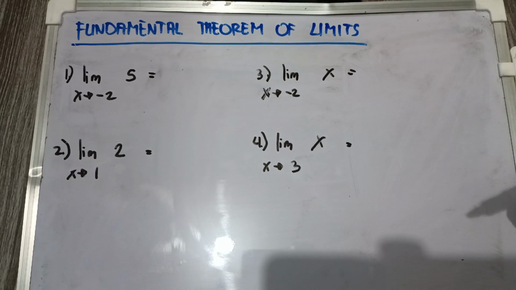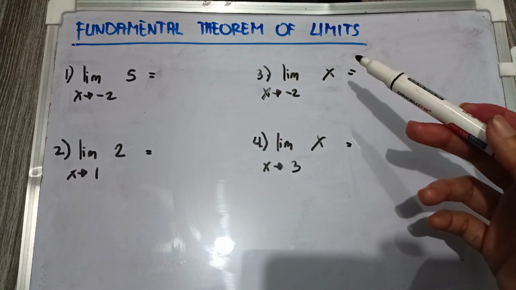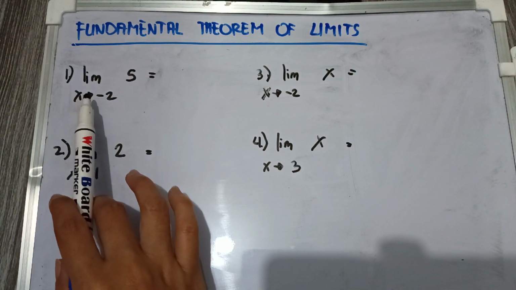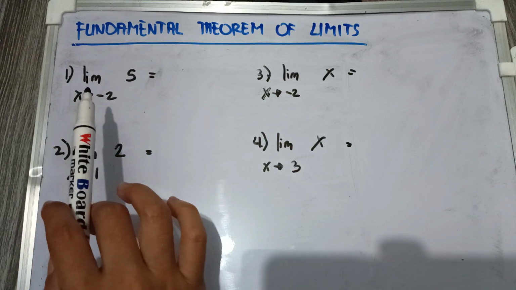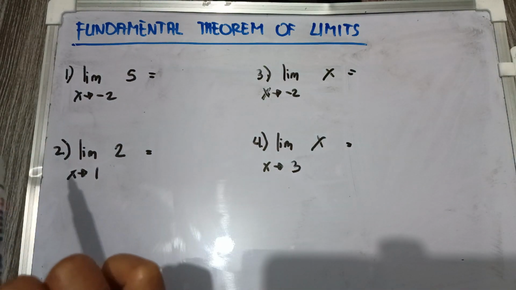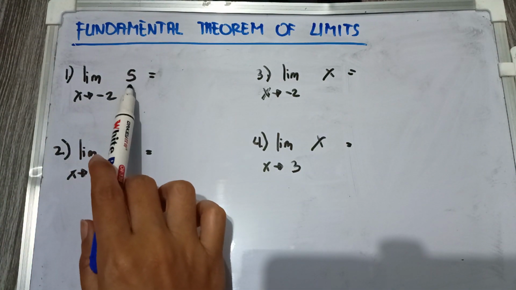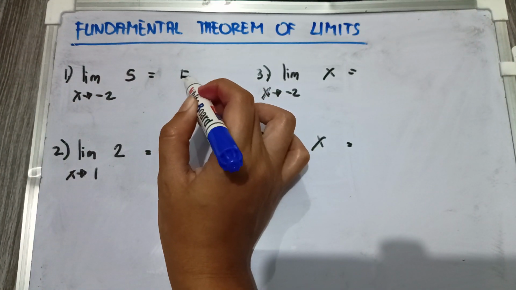Now in this video, we will be talking about the fundamental theorem of limits. Example number 1: what is the limit of 5 when x approaches negative 2? Always remember that the limit of a constant is always a constant.